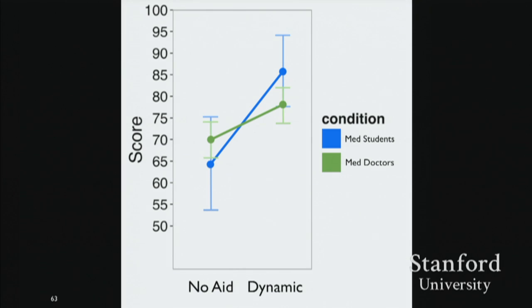Something else worth noting is that when you break in between med students and the full medical doctors, there's an interesting difference in how much the aids actually helped. So the doctors, it made about an 8-point difference in their score on average. But the medical students actually made about a 20-point difference on average.